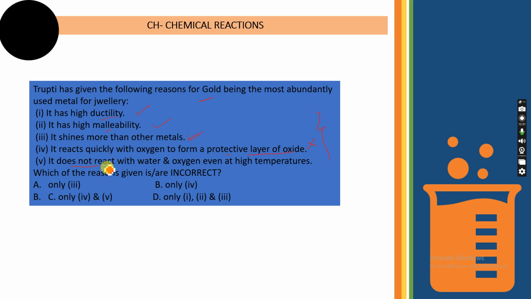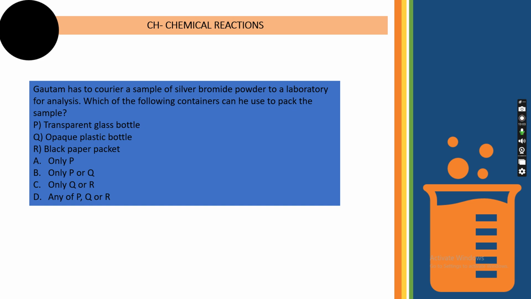Okay, it does not react with water and oxygen even at high temperature. That is also correct, because gold is not reactive with water, even along with oxygen. Okay, so this is also correct. So only 4 is incorrect, so option B is the correct answer. Okay, so only 4 is incorrect, whatever else she has mentioned is correct. I hope I am clear with this. So that is why gold is the most preferred metal. Okay, and because of that, the properties of metals are being used in this question.